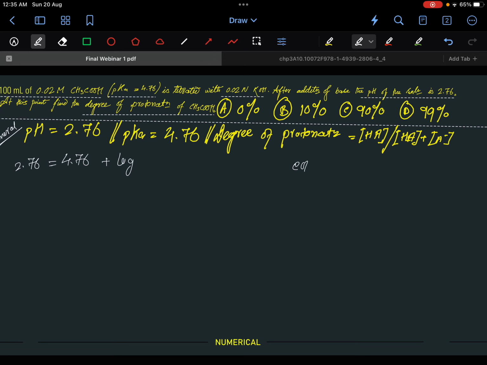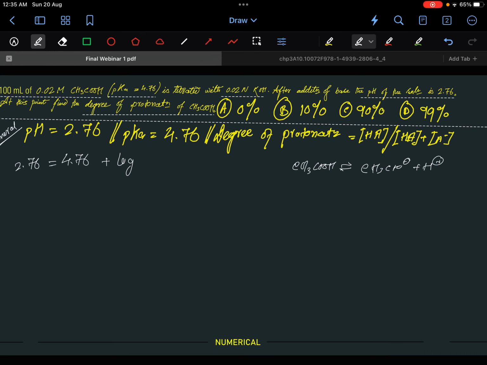The reaction is CH3COOH, and this is dissociating. Yeah, so it dissociates into CH3COO minus plus H plus, right? This is what the weak acids do.